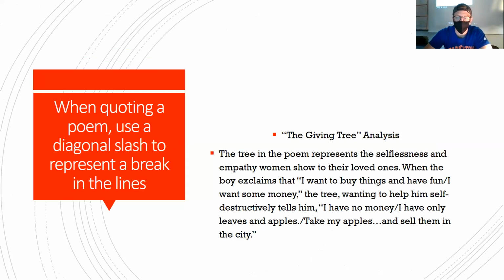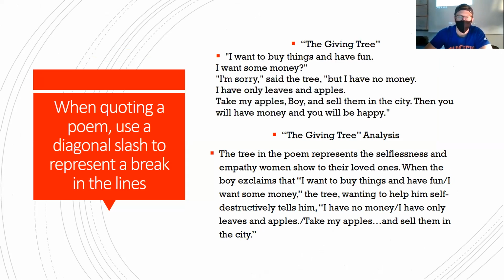When quoting a poem, use a diagonal slash to represent a break in the lines. I am going to be using the example of the Giving Tree. This is a paper that my seniors are writing about. It's a poem. It's written in verse. If you notice, these are lines of poetry. They're not all the way across. You can just tell by the formatting. Prose starts on the left side and goes all the way to the right side. This is poetry. They are different lengths of lines.